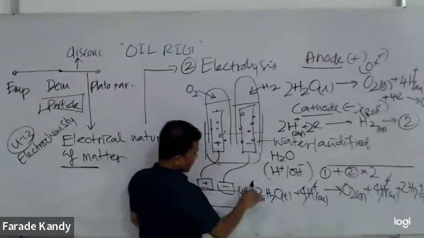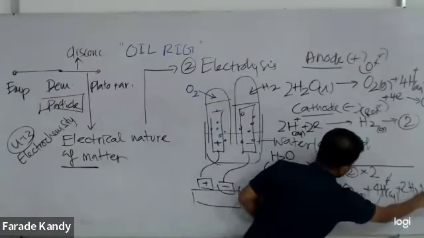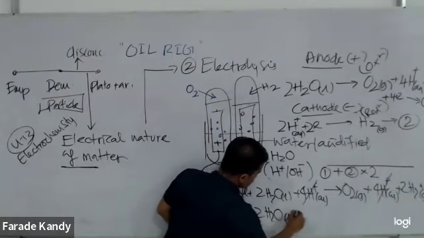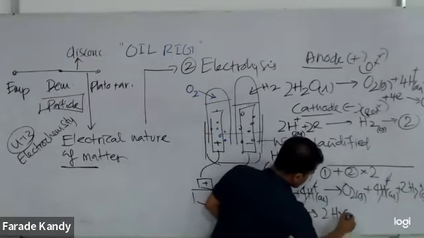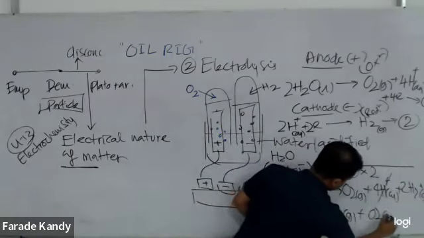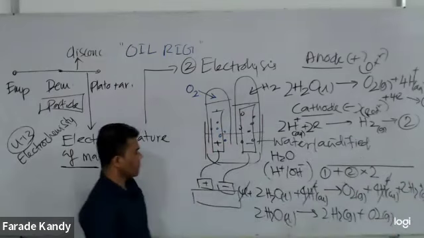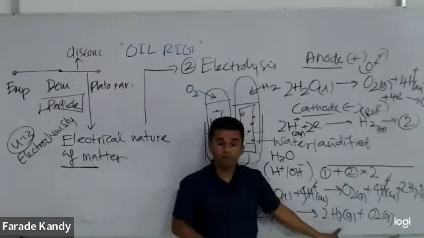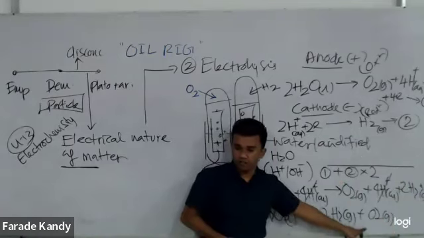Electrons, 4 electrons cancel down. Then everything okay. Then finally I write the overall reaction: 2 H2O(l) goes to 2H2 gas plus O2 gas. Can you see that? Once you pass electricity through water, water decomposes into hydrogen and oxygen.